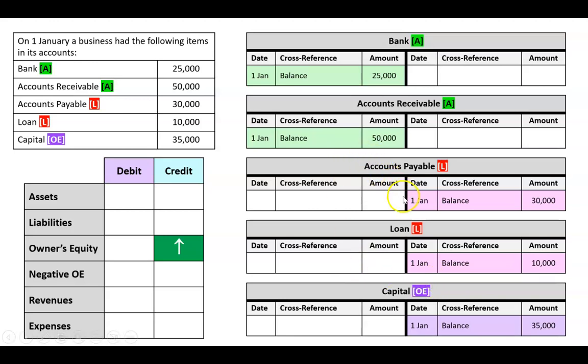And the main thing to remember here is all our debits equal all our credits. So I've got 25,000 and 50,000 here, so a total of 75. Here I've got 30, 10, and 35. That's also 75,000. So when we enter our opening balances, our rules of debits and credits also need to apply, and we need to make sure those balance too.